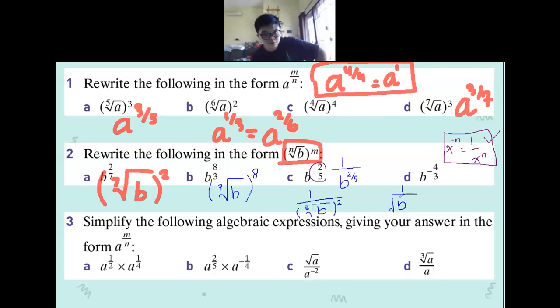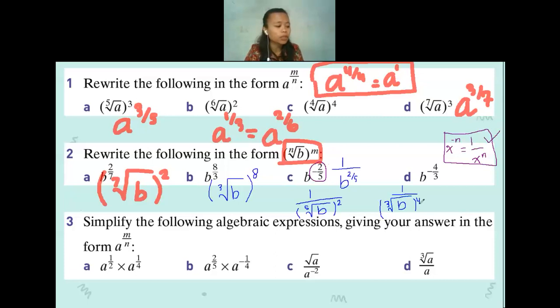Okay. If you have no confusion, I will move to question D. Yeah, I think the last number that we can discuss is question D. So it will be 1 per the cube root of b, and then to the power of 4. Is there anyone having any question, or maybe my explanation is not clear enough for you?